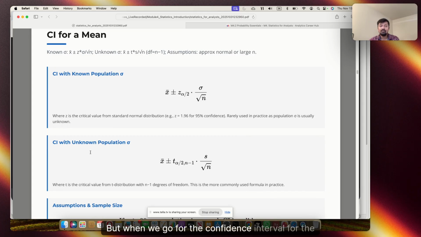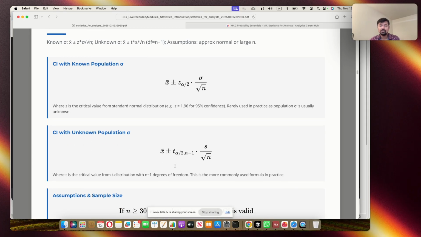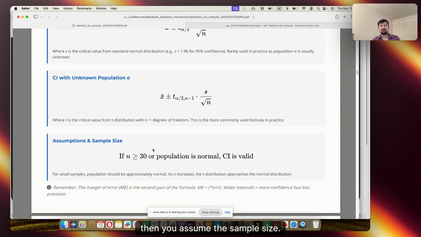But when we go for the confidence interval for the unknown population, where you don't know the critical value, the t distribution is used, with n minus 1 as the degrees of freedom. This is the more commonly used formula in practice, because for unknown populations we use this kind of confidence interval. Then you assume the sample size: using the confidence interval, you can compute the sample size.